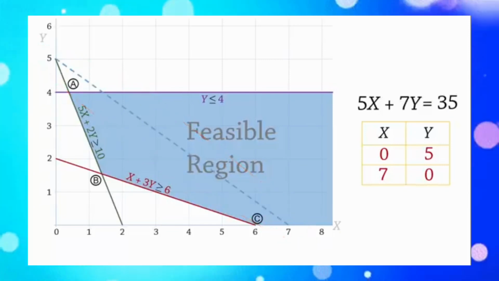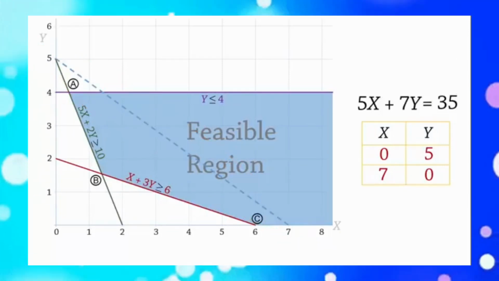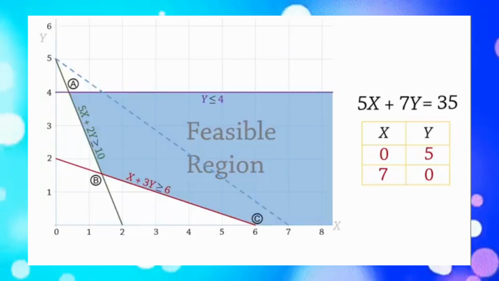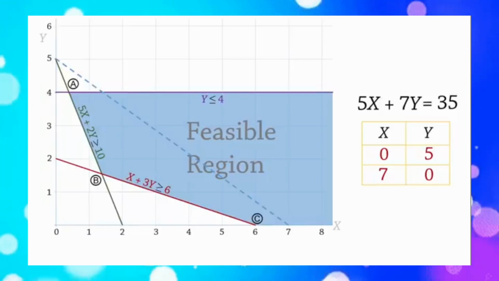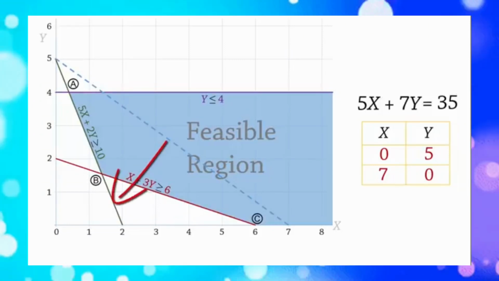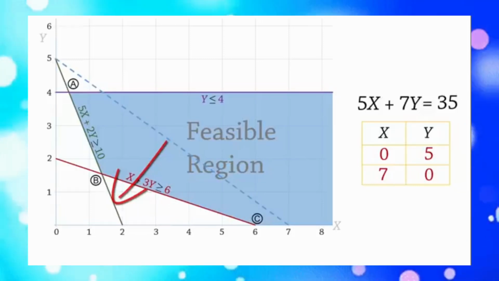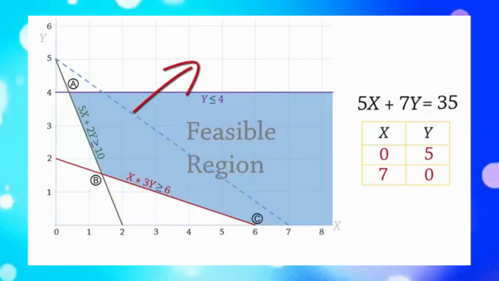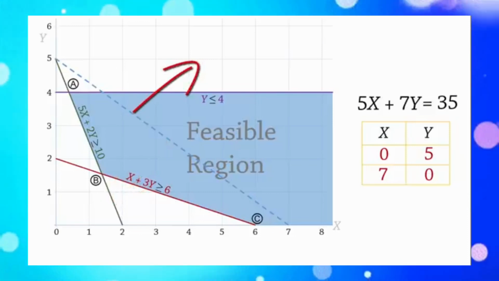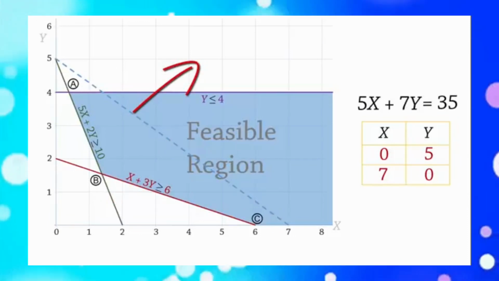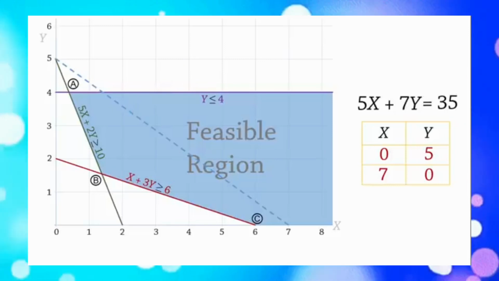Recall that this is a minimization problem. So to use this line to determine the best extreme point, we slowly move it down towards the origin parallel to itself. If this were a maximization problem, we would move the line upwards away from the origin. The last extreme point the line touches before leaving the feasible region is the optimal solution point.